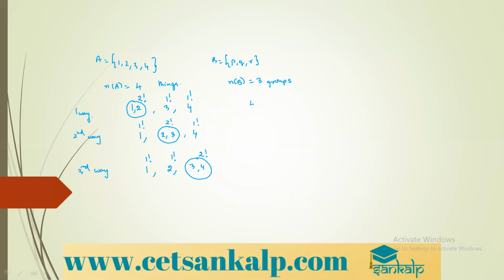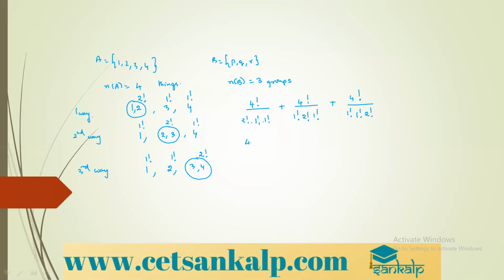That is why, total 4 things, 4 factorial, by the first way, 2 factorial, 1 factorial, 1 factorial. We will multiply. This we will learn in detail when we go to the permutations and combinations lesson. The second way, 4 factorial total arrangements, and 1 factorial first group, second group 2 factorial, third group 1 factorial. Then third way, total 4 letters, 4 factorial. First group 1 factorial, second group 1 factorial, third group 2 factorial.